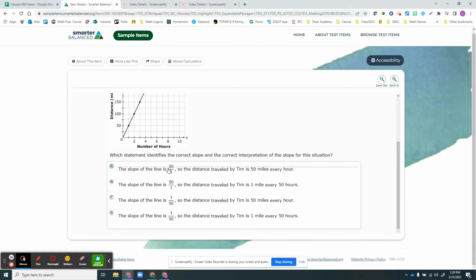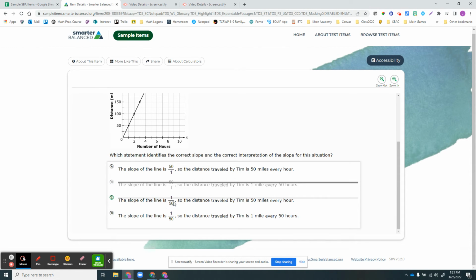The slope of the line is 50 over 1, so the distance traveled is 50 miles an hour. So we look at this and we go, oh, it's 1 hour and he's doing 50 miles an hour. Okay, so we know that that's a possibility. This next one, the slope of the line is 50 over 1, so the distance traveled by Tim is 1 mile for every 50 hours. Oh, that's not reasonable. Strike it out, right? So now you don't have to concern yourself with it. So let's look at the next one.